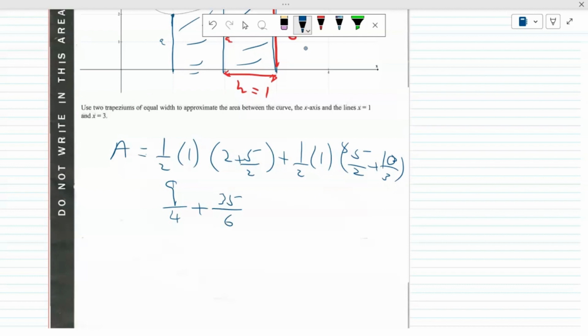Well, 35 over 6 times 2. So that's going to be 12, isn't it? That has to be 12 because of that half there. All right, now 4 goes into 12 3 times, 3 times 9 is 27. 27 plus 35 must be 62, isn't it? 62 over 12. I can simplify that to be 31 over 6 units squared. So that's my area for question 4. That finishes question 4.